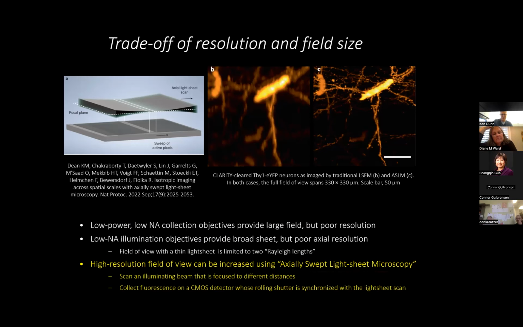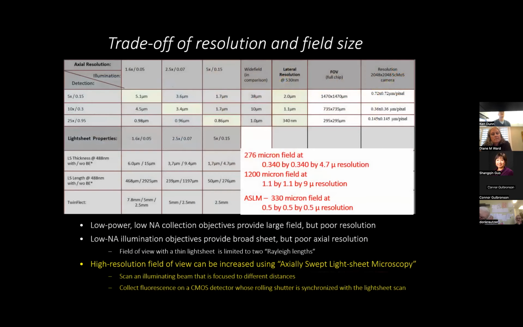This is the same volume collected by conventional light sheet microscopy. And this is by this swept light sheet microscopy. So you can see much, much higher resolution. So this is 330 by 330 microns. And when you do that, it's still not an enormous field, but you have a 330 micron field at 0.5 by 0.5 by 0.5 micron resolution, which is isotropic, which is also very cool. So it's a very exciting technique.